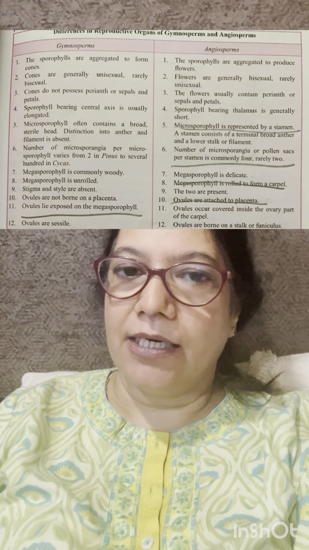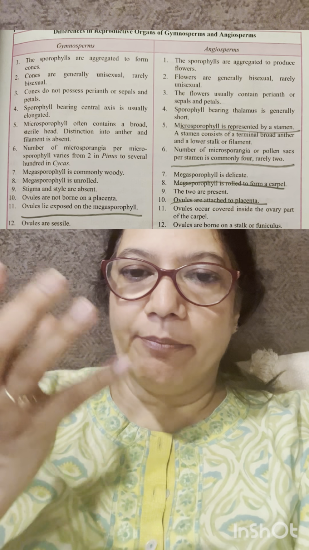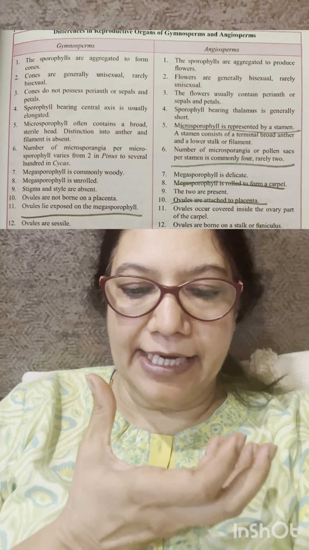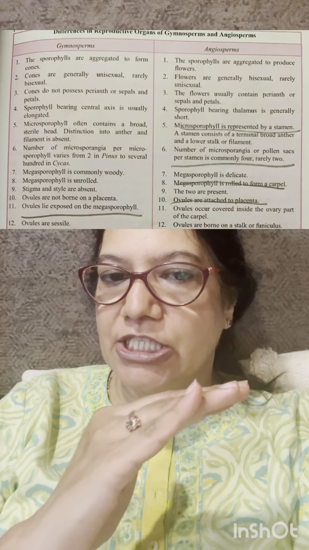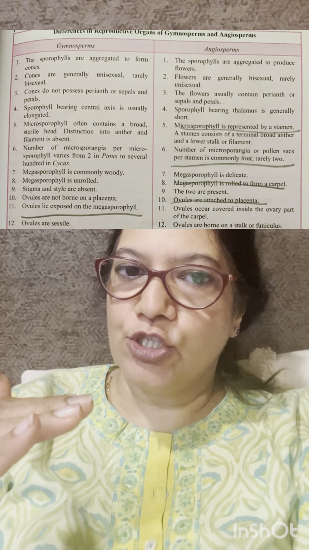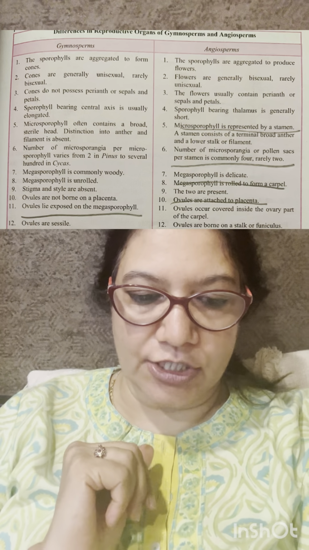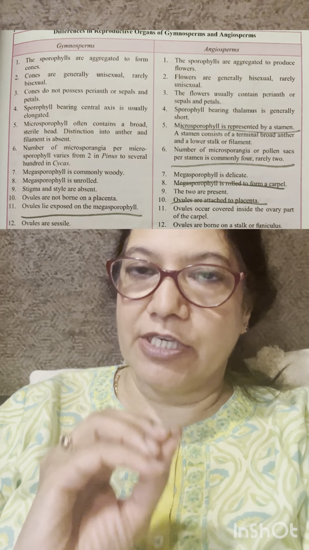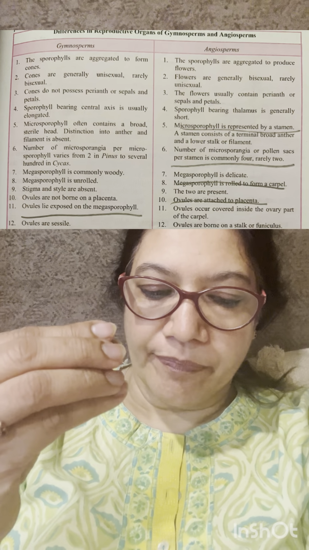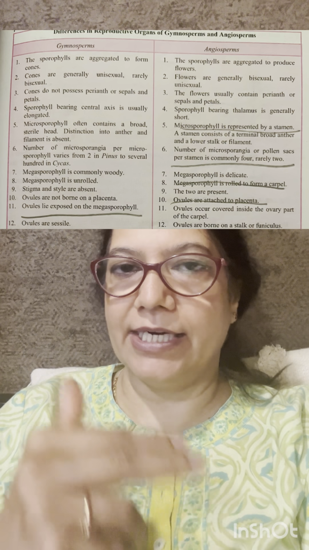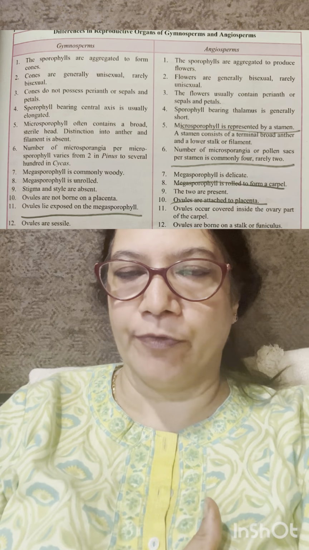Microsporophylls often contain a broad sterile head, which means the microsporophyll has a head which is sterile, and there is no differentiation into anther and filament. Whereas in angiosperms, the microsporophylls are differentiated. They are formed of stamens, and the stamen consists of anther lobe, filament, etc. Now let's come to the details of that. Microsporangia, which are borne on microsporophylls, vary from 2 to a few hundred. In Pinus it is 2, and it is a few hundred in other species of gymnosperms.